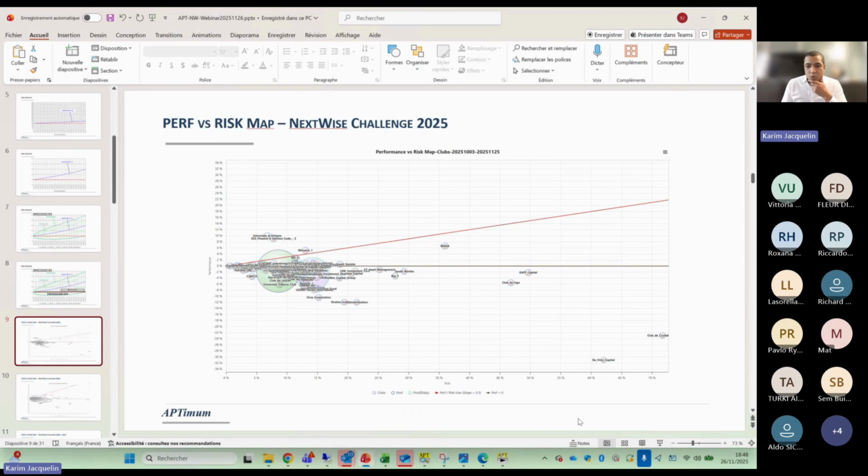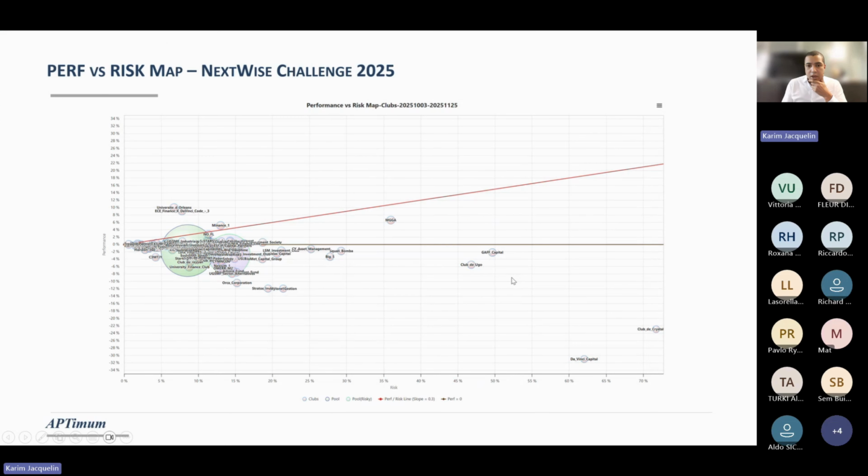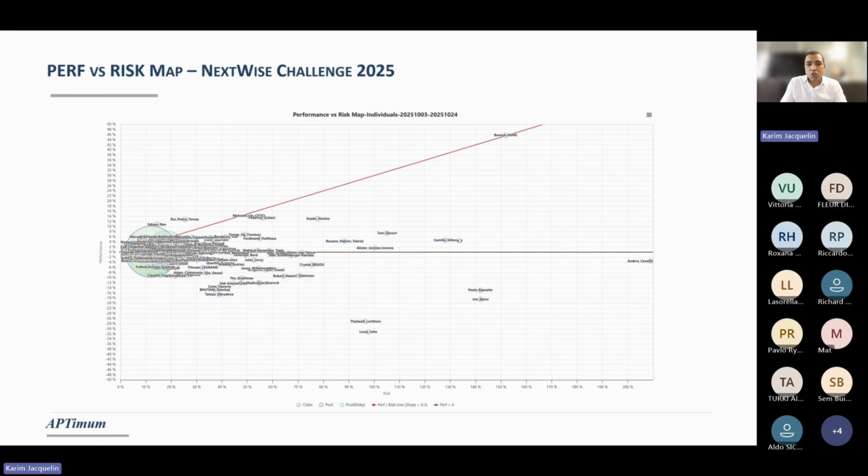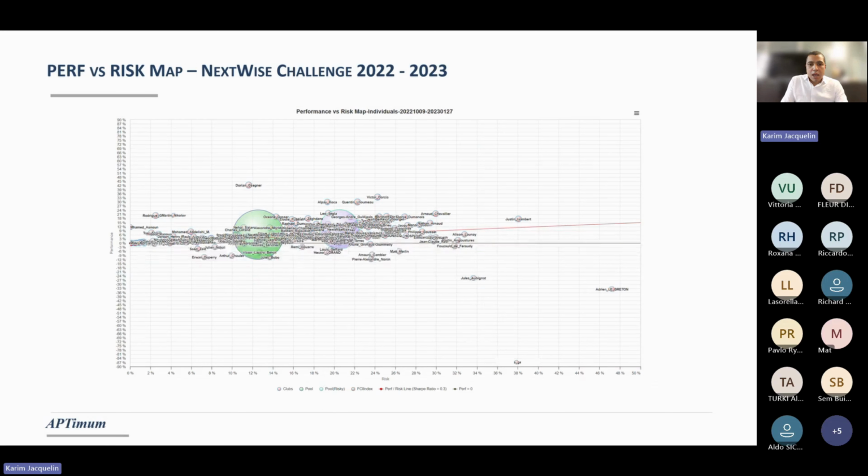So this is the first report. We produce it for clubs, but we also produce it for individuals. So this is the graph for individuals, and you can see that you have more points. So the zoom functionality may be even more useful in this case. Here I'm showing you the graph of individuals as of 2023.